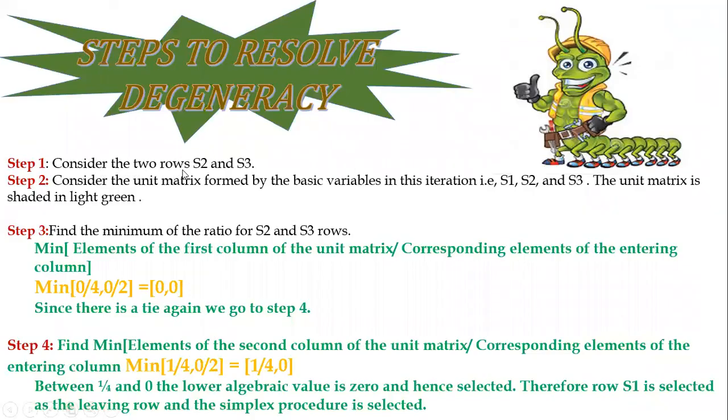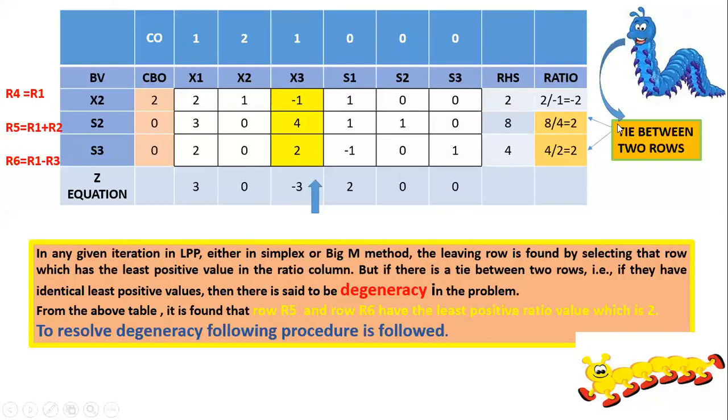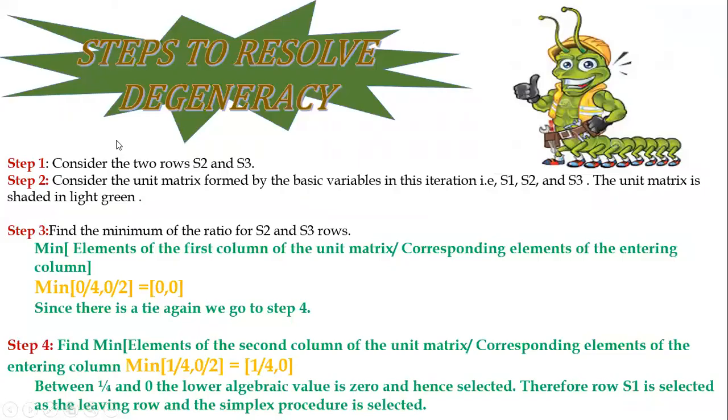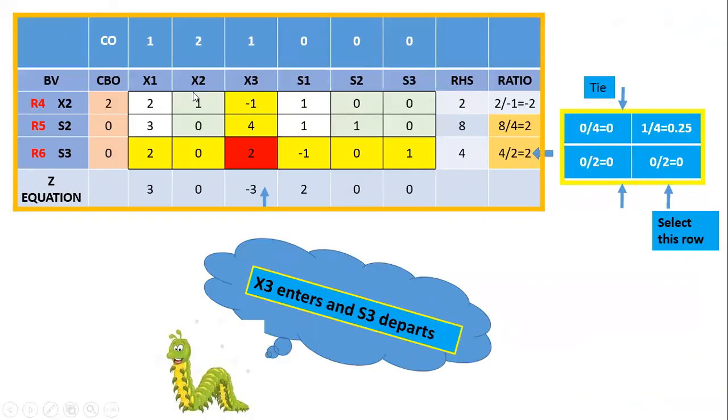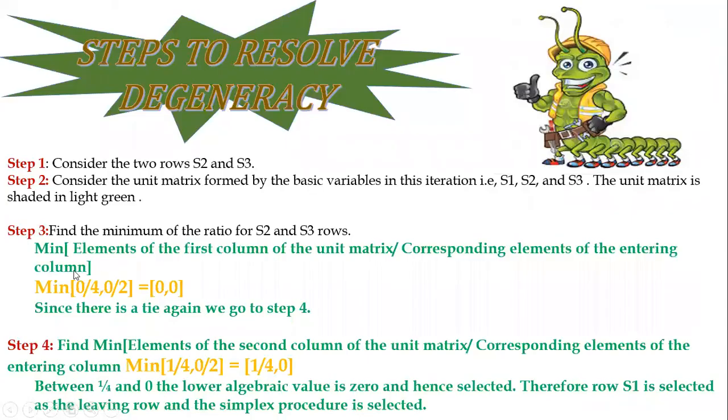First one, consider the two rows. Here, wherever the tie has occurred, which row it is, S2 and S3. So consider these two rows. Consider the unit matrix formed by the basic variables. So here, if you look into the table, the unit matrix is formed by 1, 0, 0, 0, 1, 0, 0, 0, 1. Here, you have to look into the table. Okay, so here consider the unit matrix.